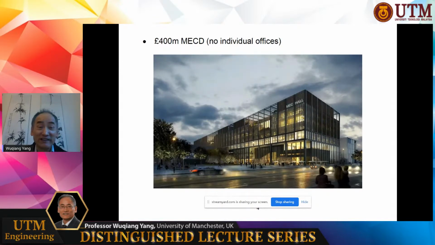This is called Manchester Engineering Campus Development. Actually, nobody tried to remember this name. Basically, the university tried to integrate all engineering departments together into this building. Personally, I don't like this building because there will be no individual offices. All academics sit almost under one roof. Now, still we don't know if it is a shared office or is under one roof.